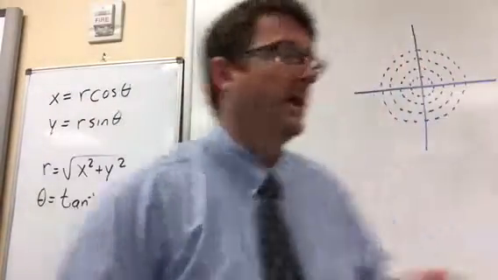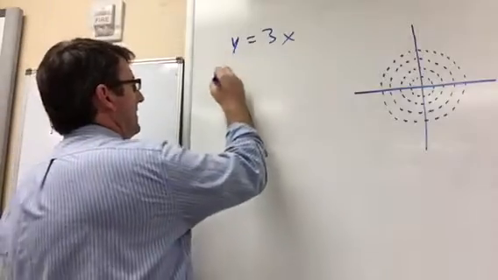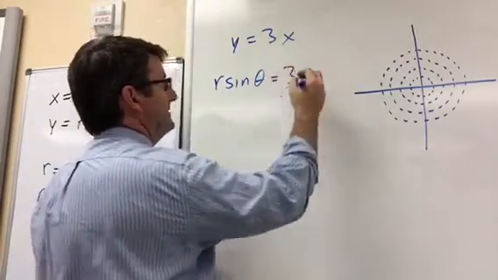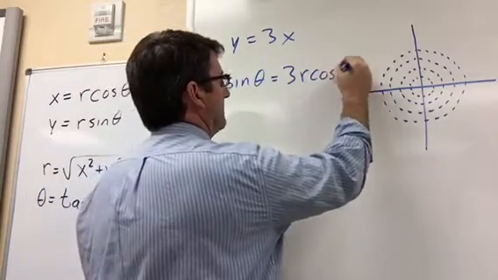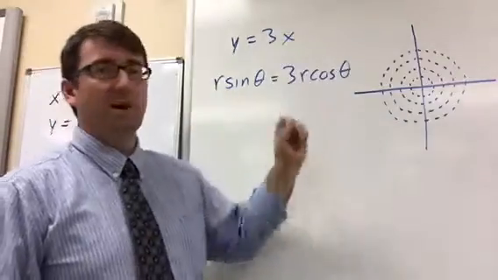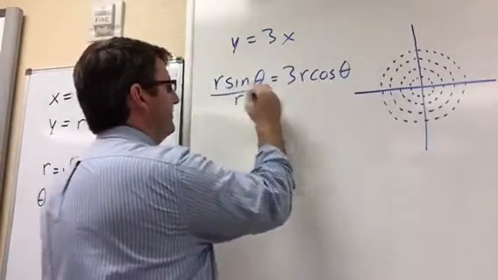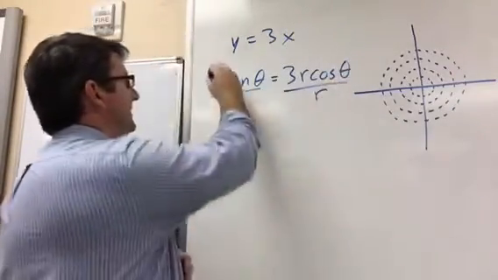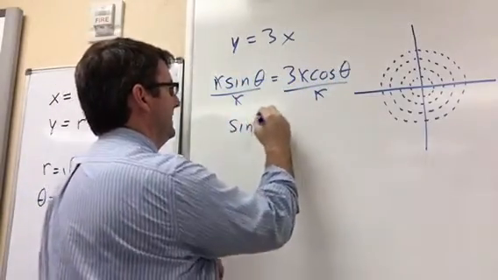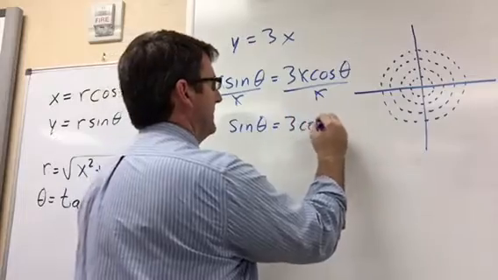cosine theta. So y is r sine theta. That's equal to 3 times x, which is r cosine theta. And now notice that there's an r on both sides. So let's divide both sides by r. And then these will divide to 1. So we're left with sine theta equals 3 cosine theta.